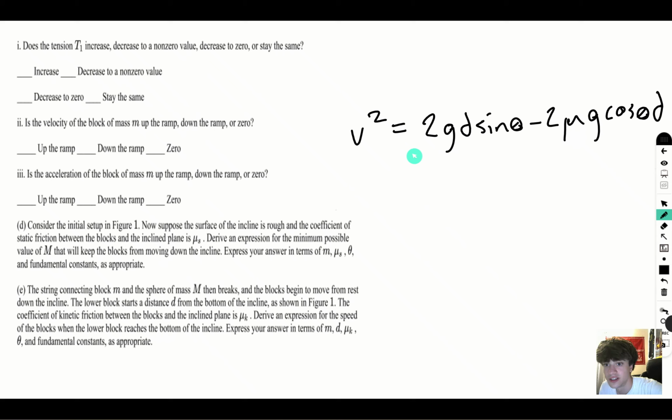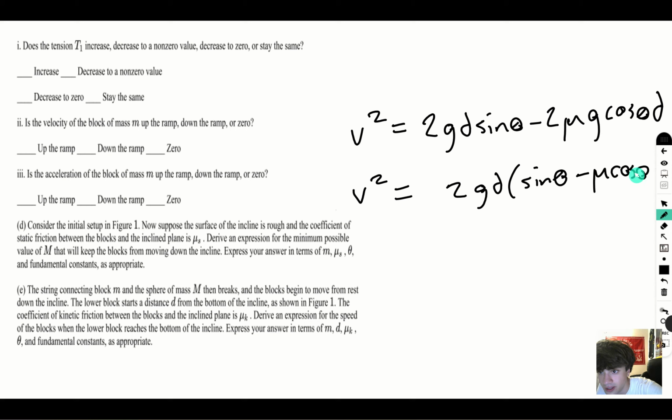From here, our second to final step is going to be to factor out the common factors that we have here. V squared, we have a 2, a g, and a d, 2gd, and then inside our parentheses we have sine theta minus mu cosine theta. And now our final step is going to be to take the square root of both sides in order to get our final value for velocity. And here you have it. You'll get square root of 2gd times sine theta minus mu cosine theta.